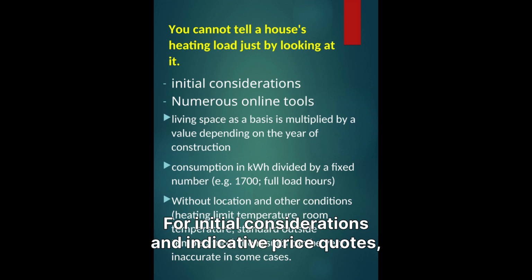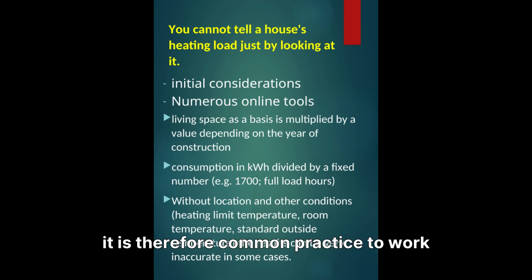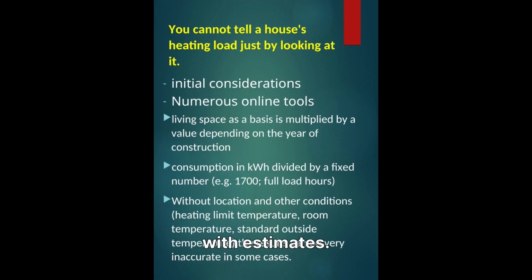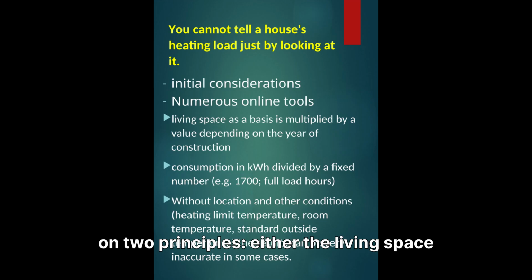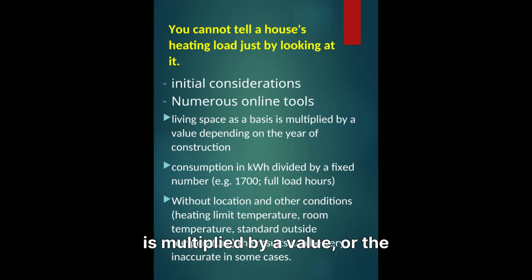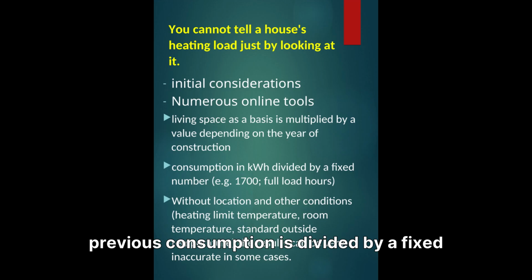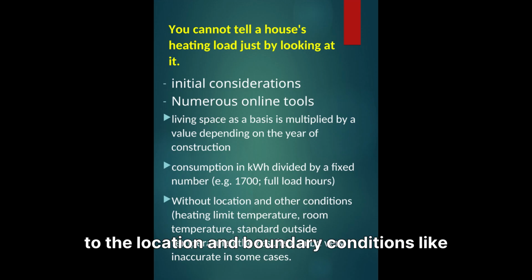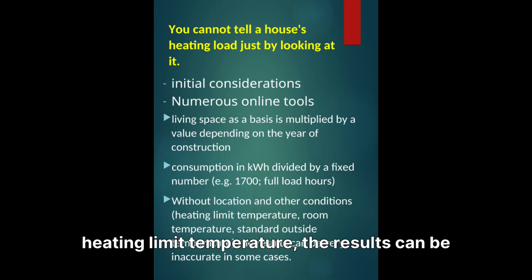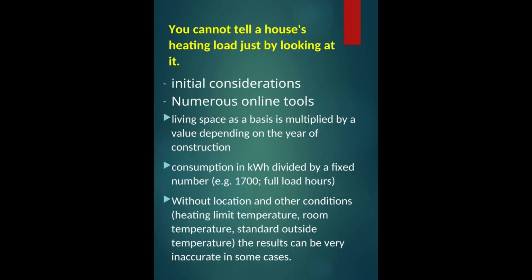For initial considerations and indicative price quotes, it is therefore common practice to work with estimates. There are numerous tools online that work on two principles. Either the living space is multiplied by a value, or the previous consumption is divided by a fixed number, like full load hours. If this fixed number is not adjusted to the location and boundary conditions, like heating limit temperature, the results can be very inaccurate in some cases.